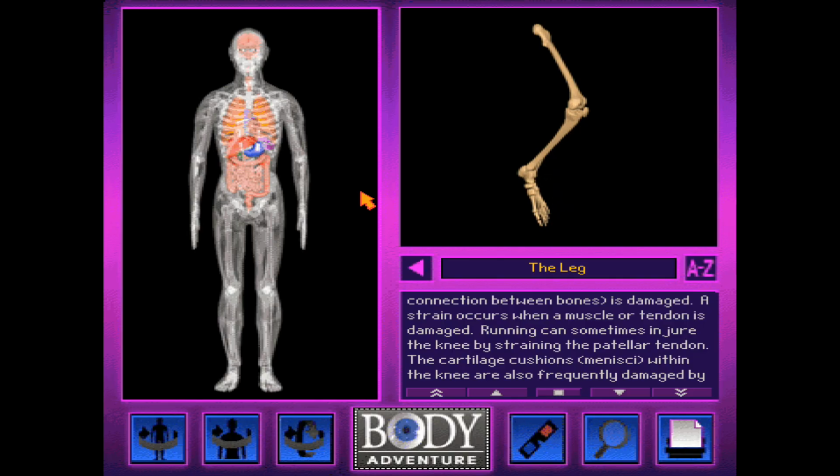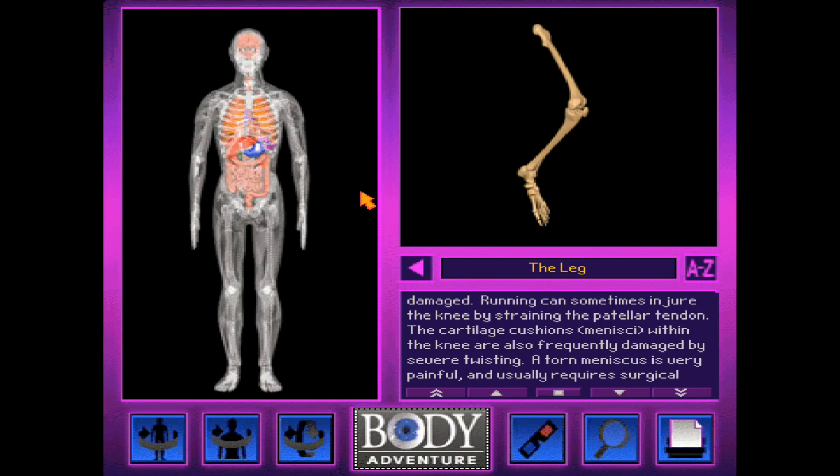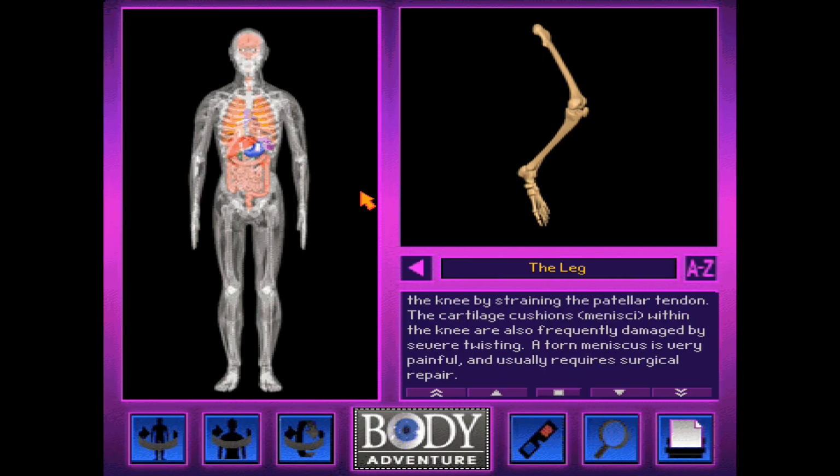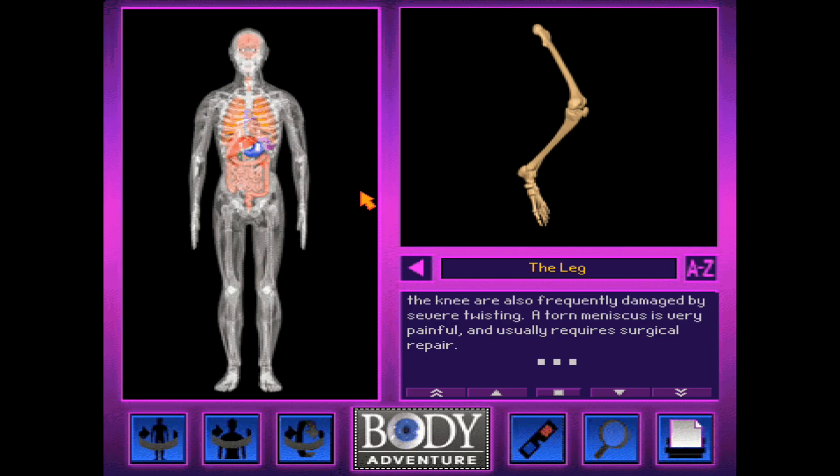Running can sometimes injure the knee by straining the patellar tendon. The cartilage cushions, menisci, within the knee are also frequently damaged by severe twisting. A torn meniscus is very painful and usually requires surgical repair.